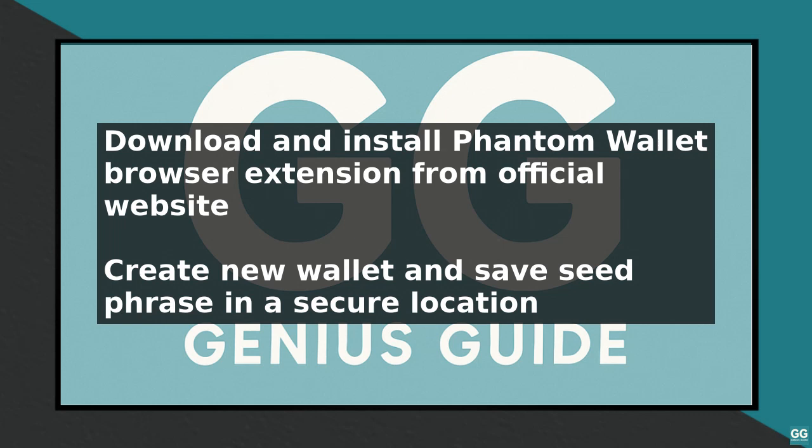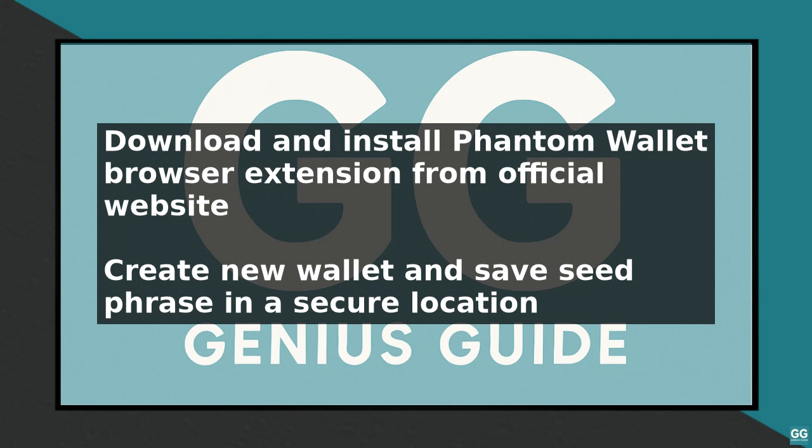Next, switch to the Devnet by clicking on the Network drop-down menu and selecting Devnet. This will allow you to interact with the Solana Devnet. To fund your Devnet wallet, go to the Solana Devnet Faucet website and follow the instructions to request an airdrop of Devnet Sol. This will give you the necessary funds to test and experiment with on the Devnet.